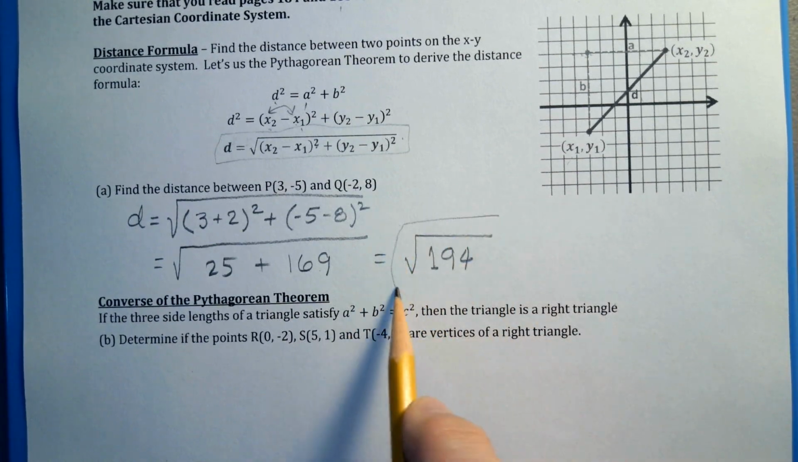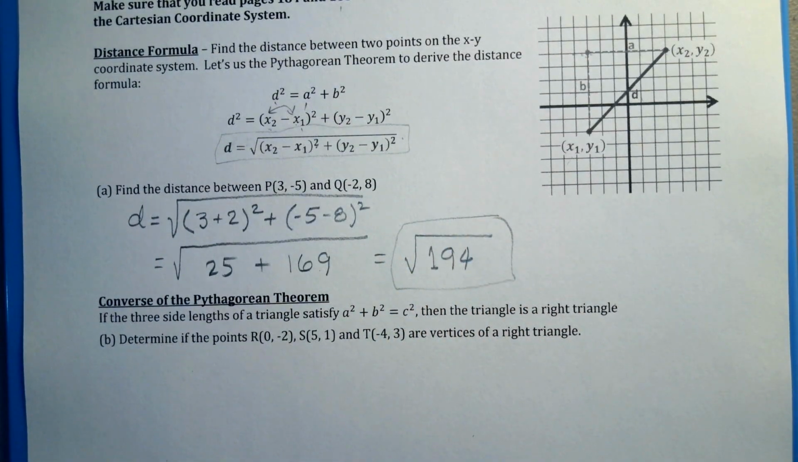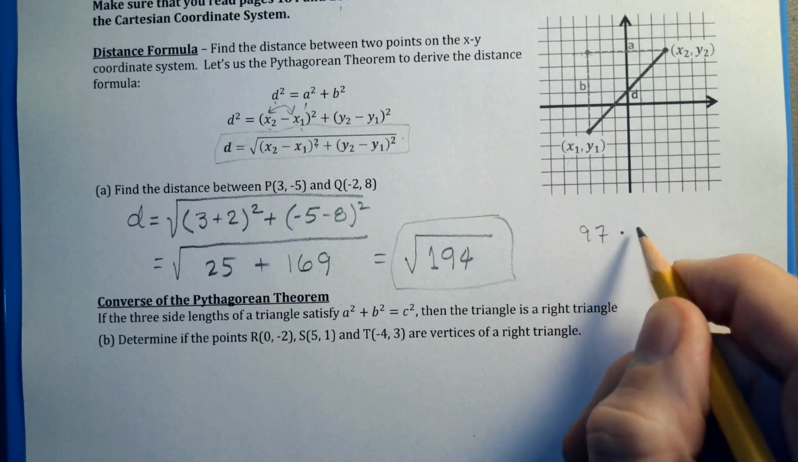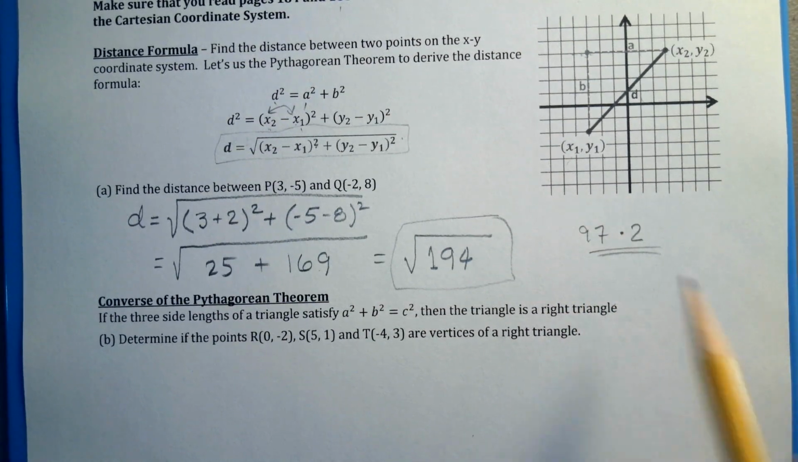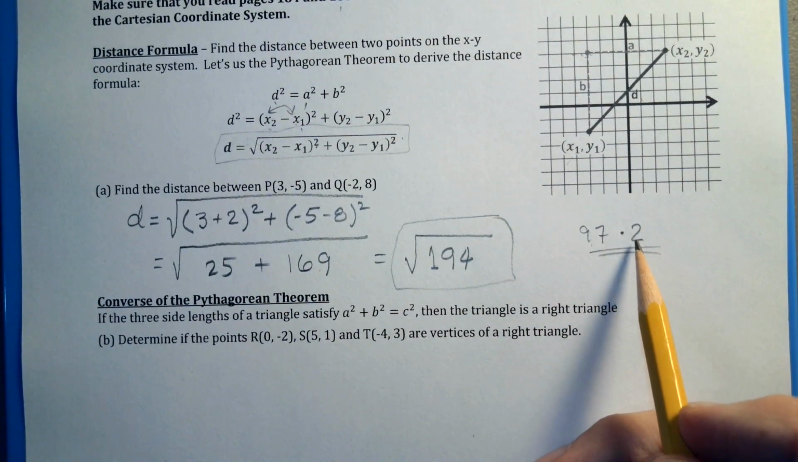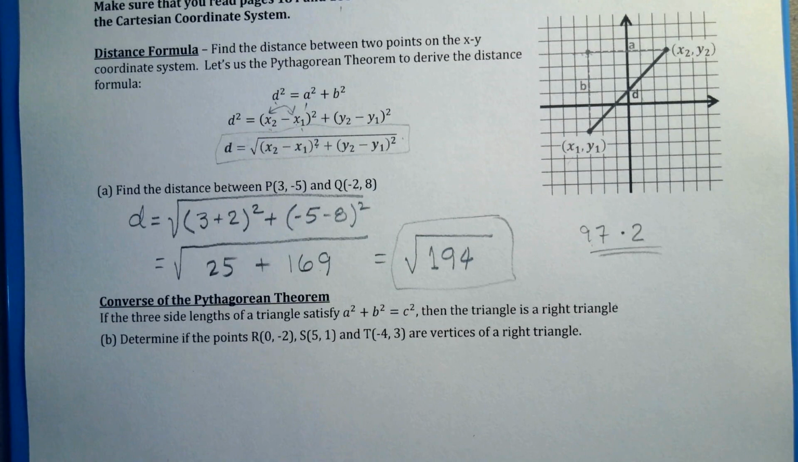Okay? And 194, I don't think anything can be done with 194. Let me just see. 194, yeah, I divided it by 2. 194 is 97 times 2, so clearly there's no perfect square. 97 is prime, and so we cannot simplify anything else.